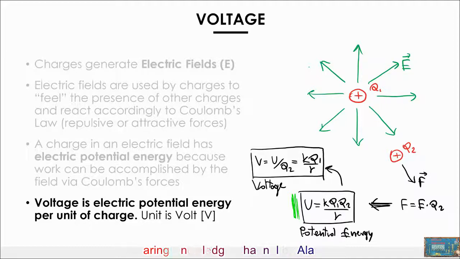The voltage is a more convenient way to talk about electric potential energy in electrical circuits, but it's intimately related to the electric potential energy. Voltage, as you certainly know, is measured in volts, and the symbol of volts is capital V.